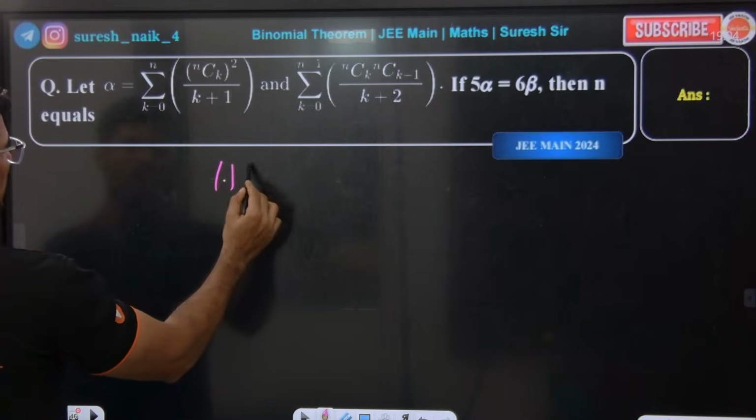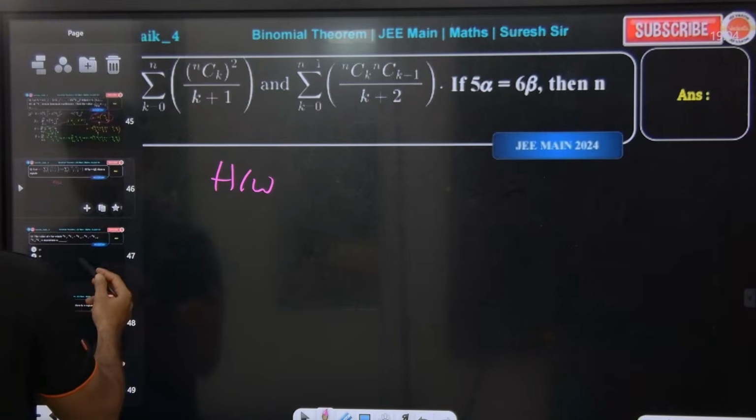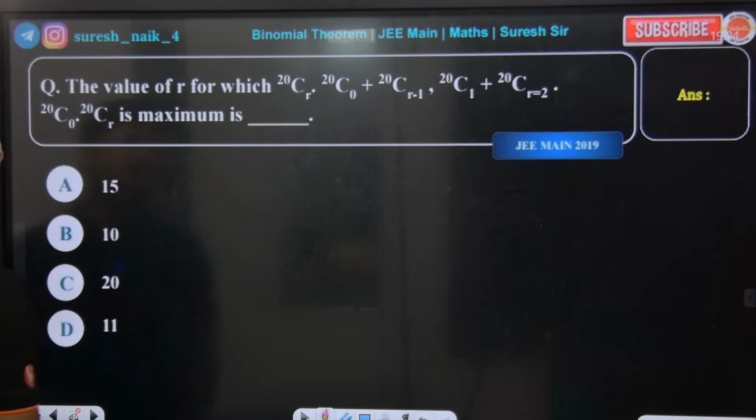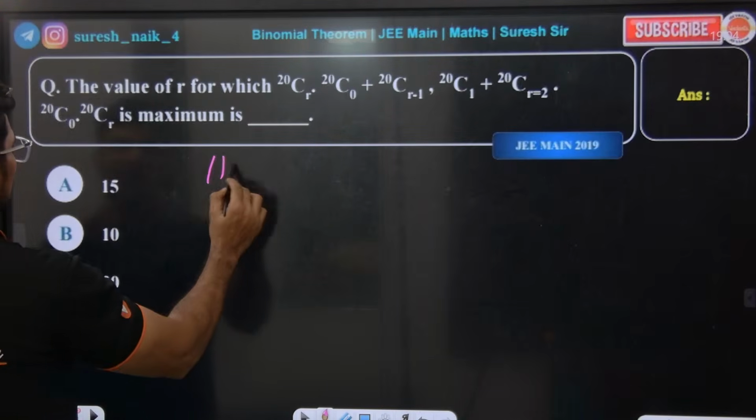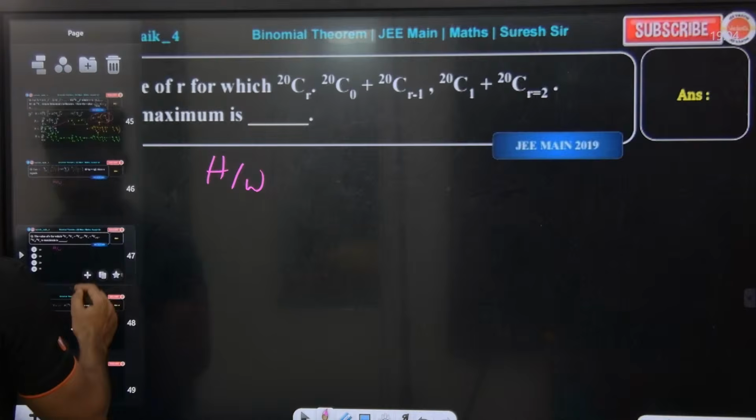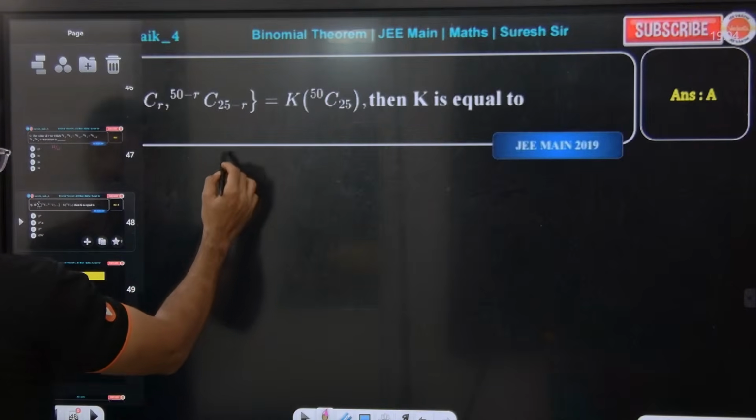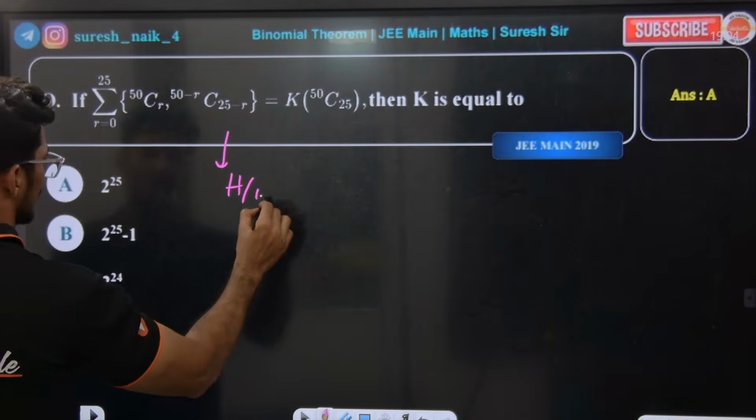This is homework for you all. Try this. Super question. This is also a super question. Same type. Homework question. This is also a homework question.